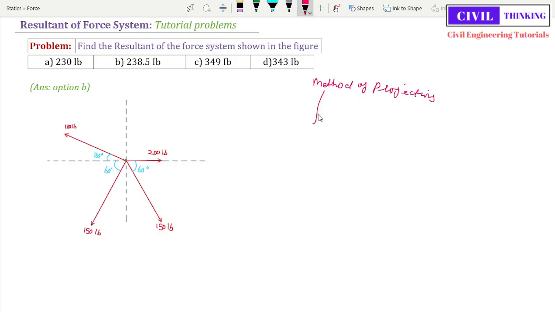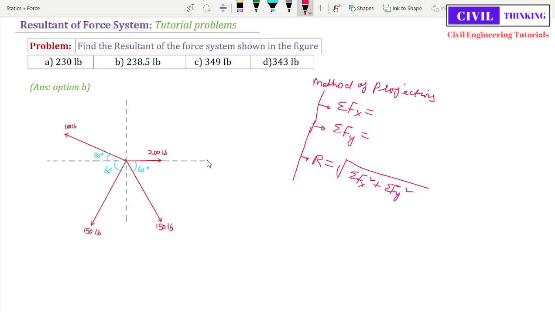In this method of projections, we find the summation of forces in the x direction and calculate them. Also, we find the summation of forces in the y direction. Then we find the magnitude of the resultant, which is the square root of summation of Fx squared plus summation of Fy squared. So let us follow these steps so that we solve this.